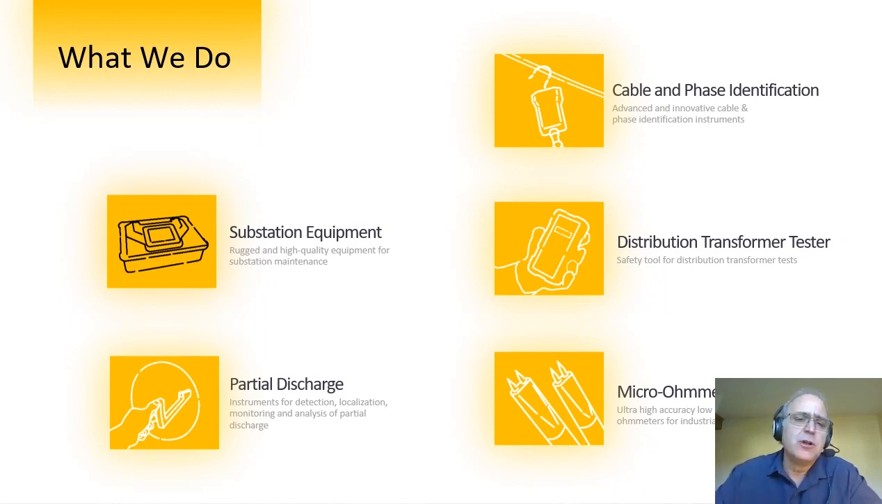So we also do turn ratio tester. We do winding resistance tester, CT tester in that group. We also do partial discharge test equipment for switchgear, cables, elbow, overhead accessories. So the AE-150 is a mix in between. We also do cable identify and phase identify items. We also do transformer distribution tester for safety, and we have a complete line of micro ohm meters.